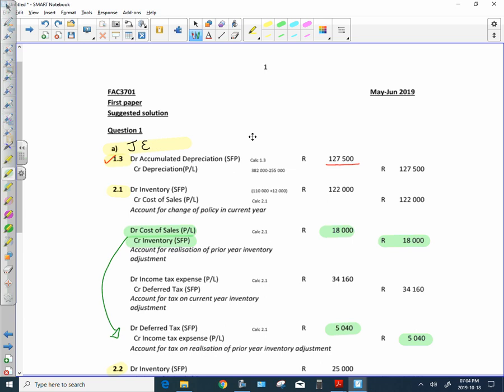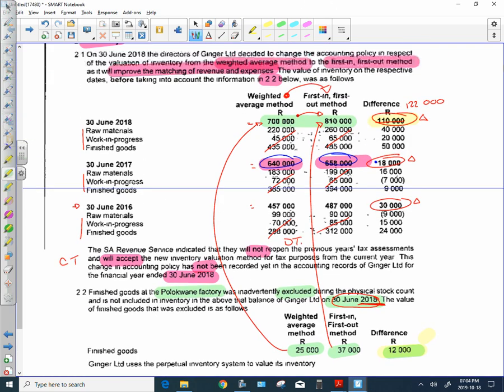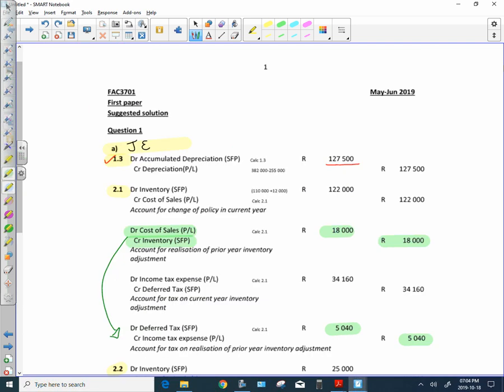So the effect of that is then 0 in essence. Everybody happy there? Right, and then looking at my current year, I need to increase my inventory again, this time by 110,000 plus 12,000, so 122. Debit inventory 122,000, credit cost of sales 122.